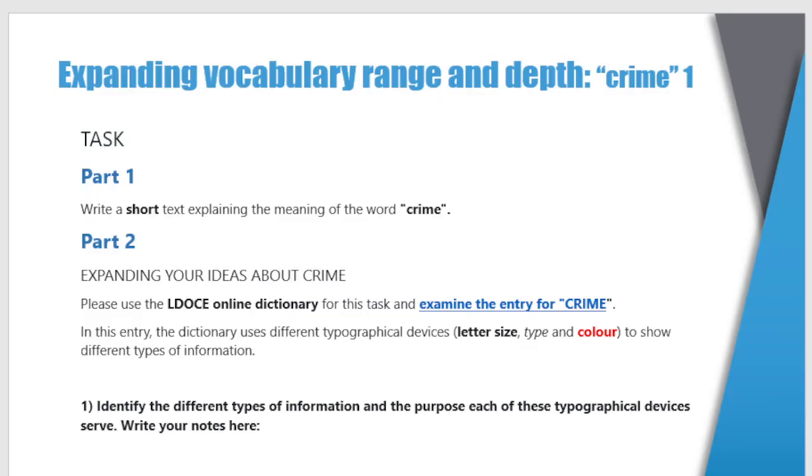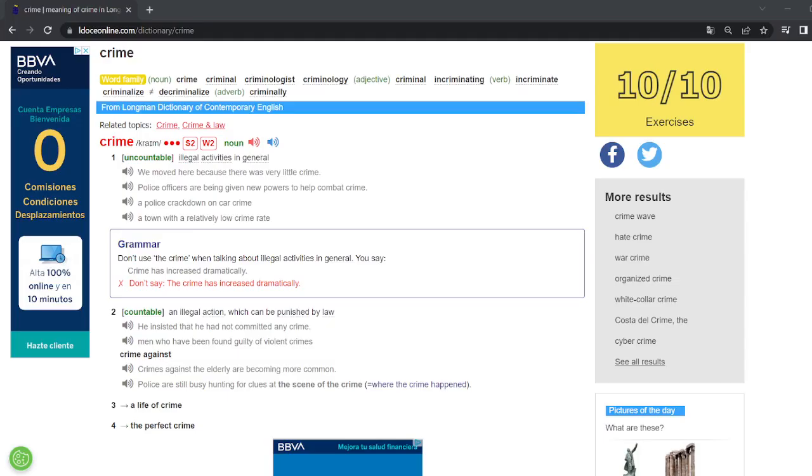Now here we have an example of a task where the students are first asked to write a short text explaining the meaning of the word crime. Okay, so they write their own text without using the dictionary. In the second part of the task, they are asked to use the dictionary, the Longman dictionary, and examine the entry for the word crime. So when they do this, this is how the entry looks. That's the entry for crime.